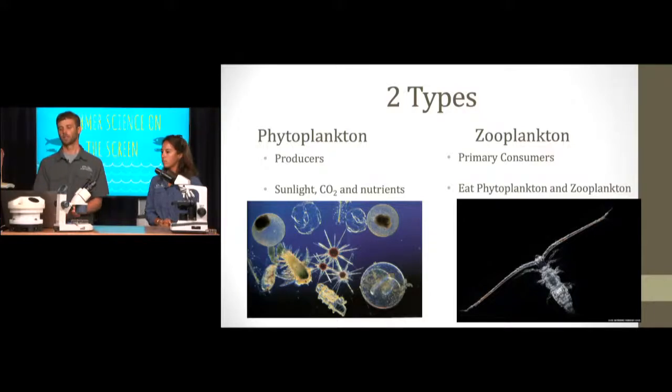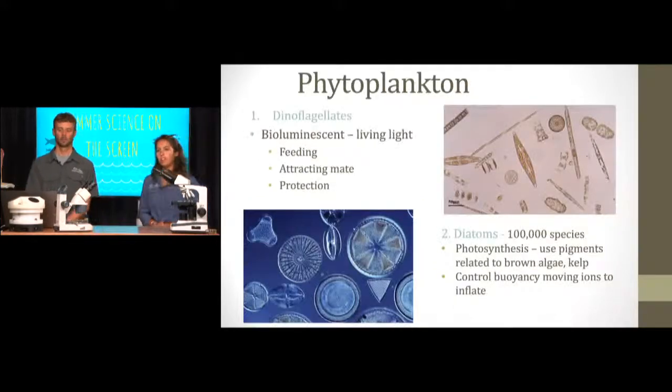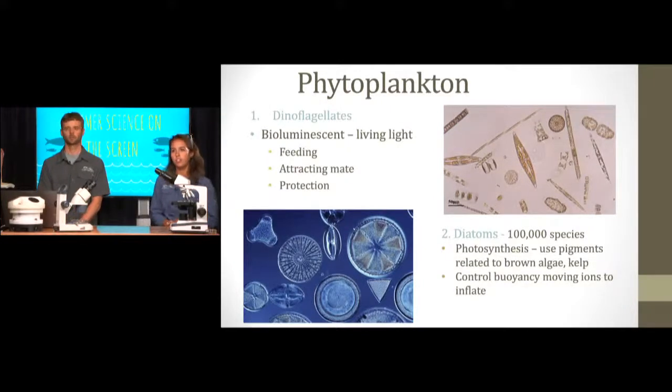The other type of plankton that is a consumer is called a zooplankton, and so they're going to eat other zooplankton or phytoplankton. Within the phytoplankton, there are also two different types. You have your dinoflagellates, and they produce bioluminescent light, or living light, and that helps them with feeding, attracting mates, and also with protection. And then we also have diatoms, of which there are 100,000 species, and they use pigments related to brown algae and kelp to help them photosynthesize and produce their own food.